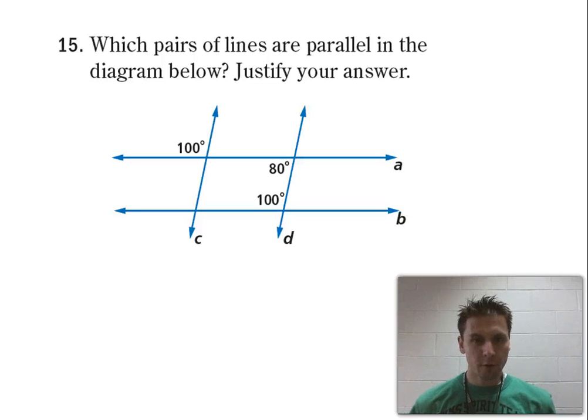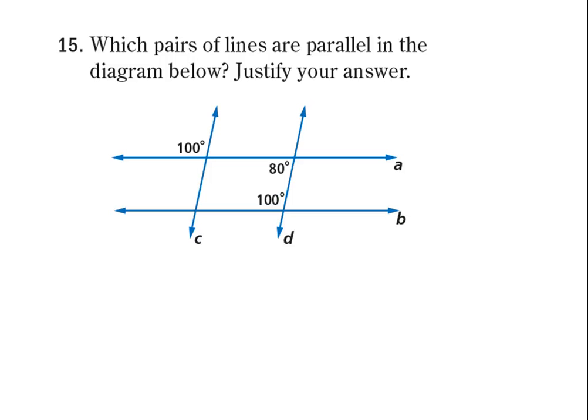All right, we're going to knock out problems number 15 and 16 from the Geometry Chapter 3 self-test. So we've got 15 on the screen here that asks us which pairs of lines are parallel in the diagram below, and we're going to justify our answer. To answer this question, we're going to need to fill in the other values of these angles here.